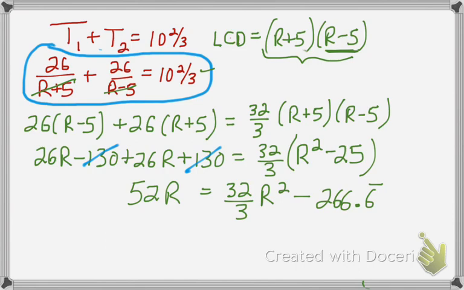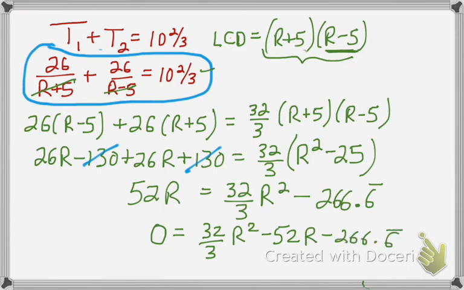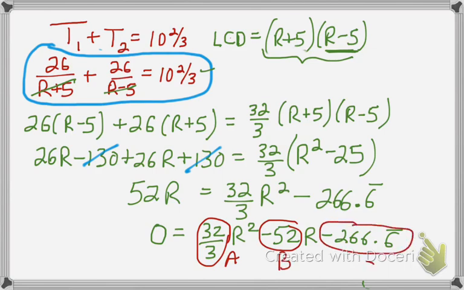We have an r squared on the right and an r on the left, so we need to collect all the terms on one side, set it equal to 0. 0 equals 32 thirds r squared minus 52r minus 266.6 repeating. And from there, if you're desperate, you could try to complete the square or factor, but I would recommend using quadratic formula. When you use quadratic formula, this is your a, your b is negative 52, and your c is negative 266.6.